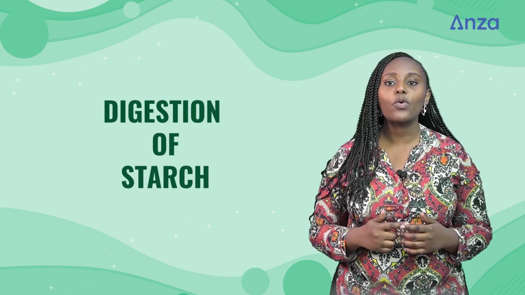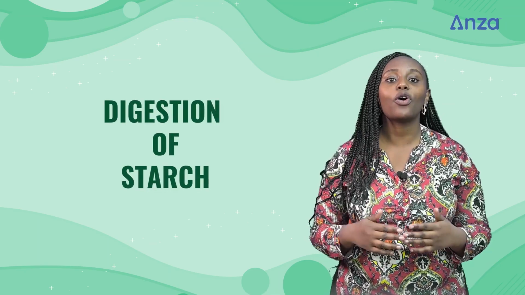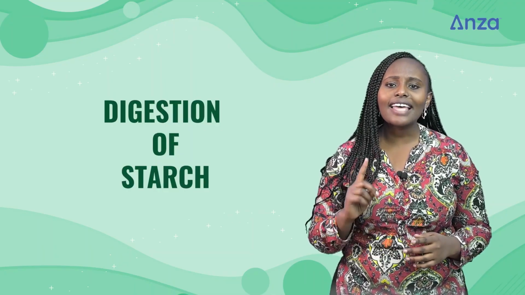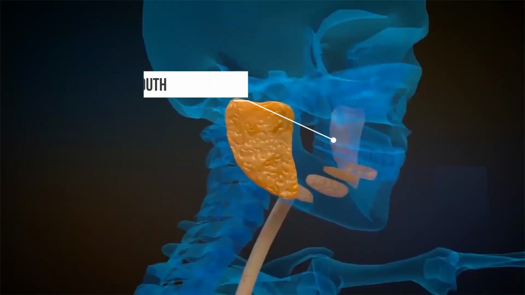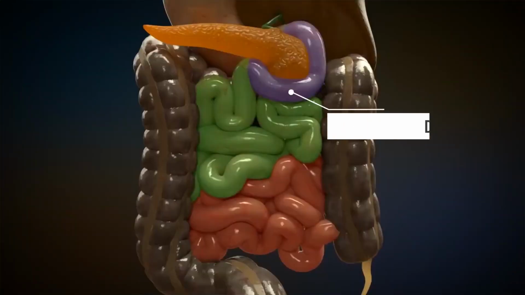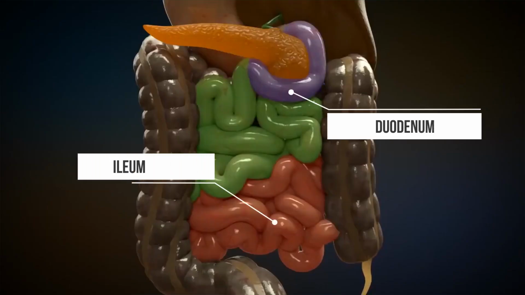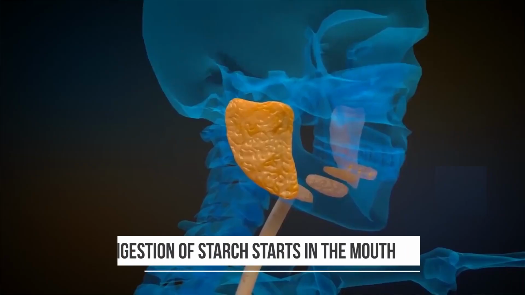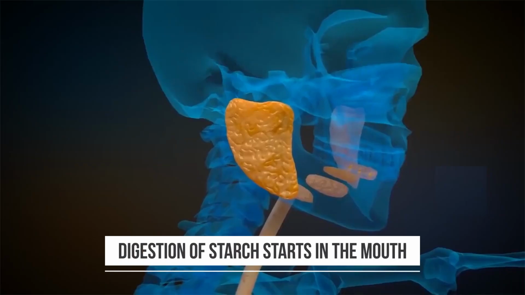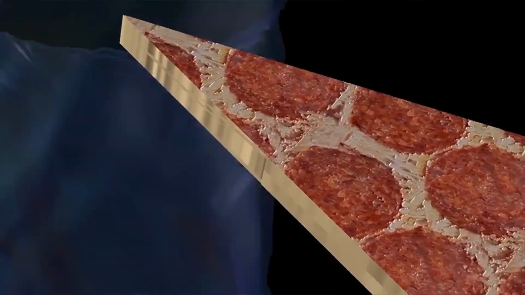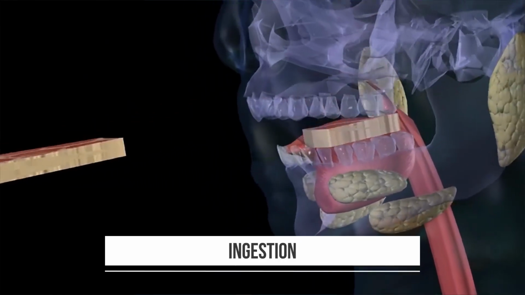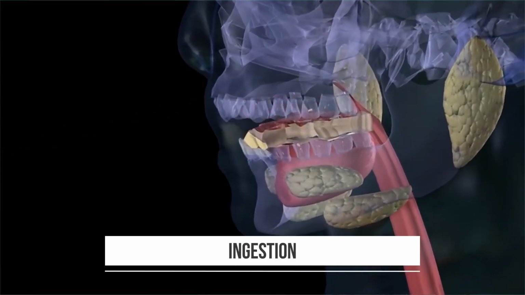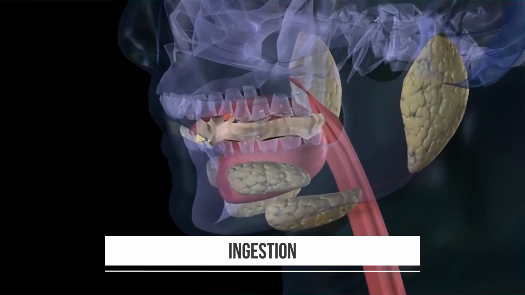In this lesson, we'll concentrate on the digestion of starch. Starch is particularly digested in the following regions: the mouth, the duodenum, and the ileum. Let's start with the mouth. Digestion of starch starts in the mouth, whereby once food is introduced into the mouth, commonly known as ingestion, physical and chemical processes occur.